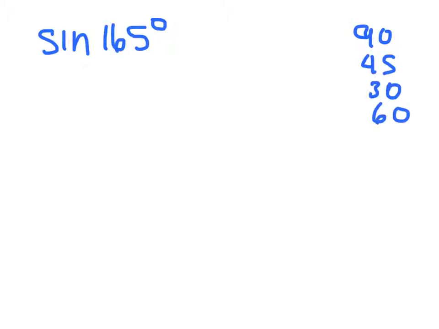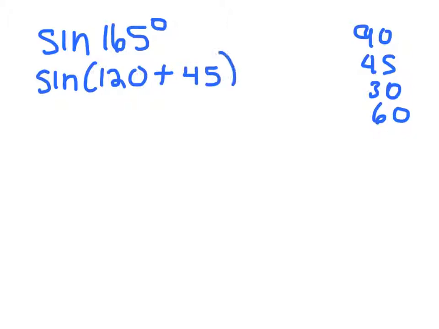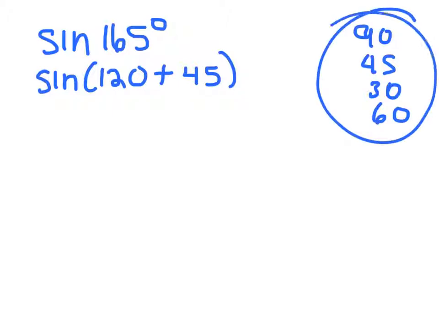Last example, we'll find the sine of 165 degrees. So you've got 90 and 45 and 30 and 60, and you need to get to 165. Wow, I had to think about that for a minute. This is going to be the sine of 120 plus 45. There we go. Which isn't on my exact value list, which is why I was blanking, but you can use anything on the unit circle, and 120 is one of our exact values in the unit circle.